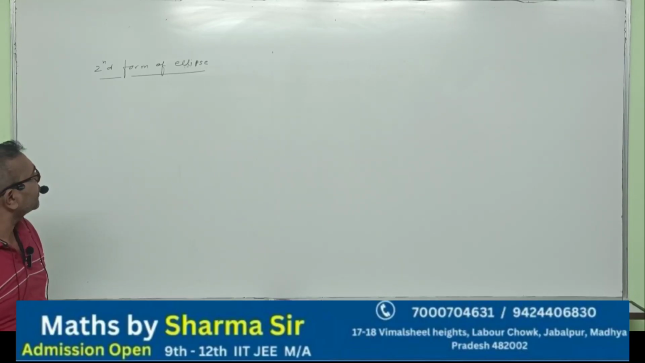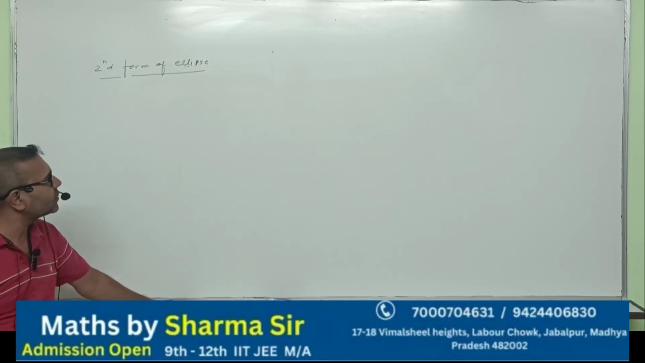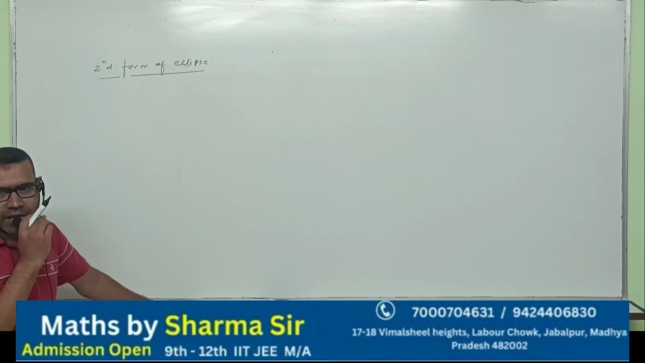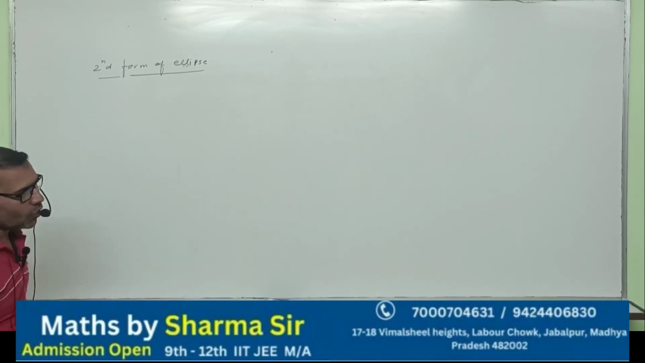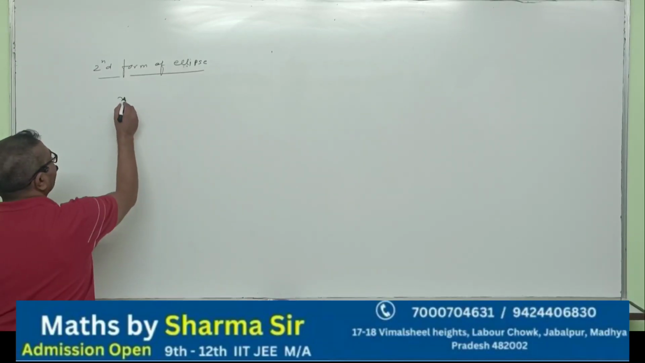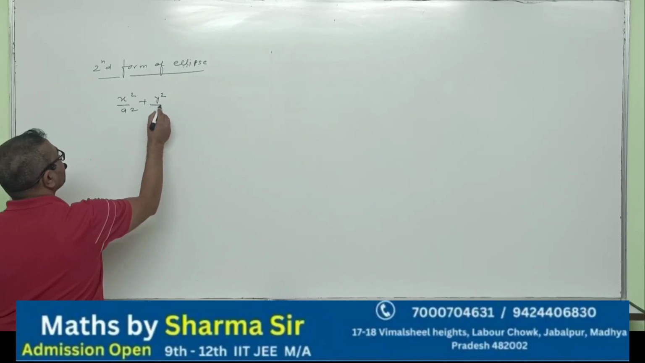Today we are going to discuss very important information about the ellipse. In this lecture, we are going to discuss the second type of ellipse. In the previous lecture, we discussed the first type of ellipse, whose equation was x square upon a square plus y square upon b square is equal to 1, with some very important restrictions on that equation.